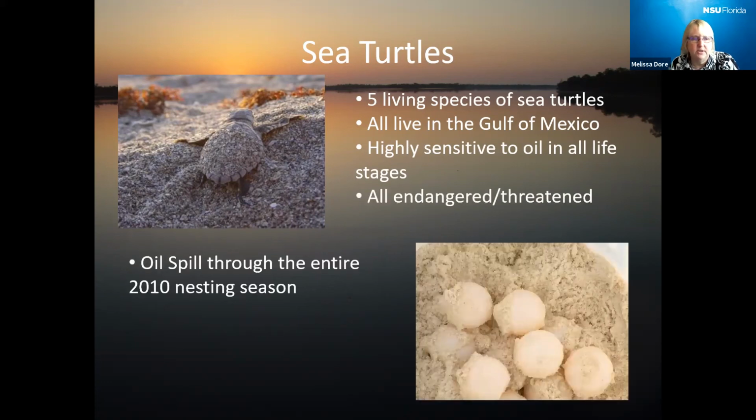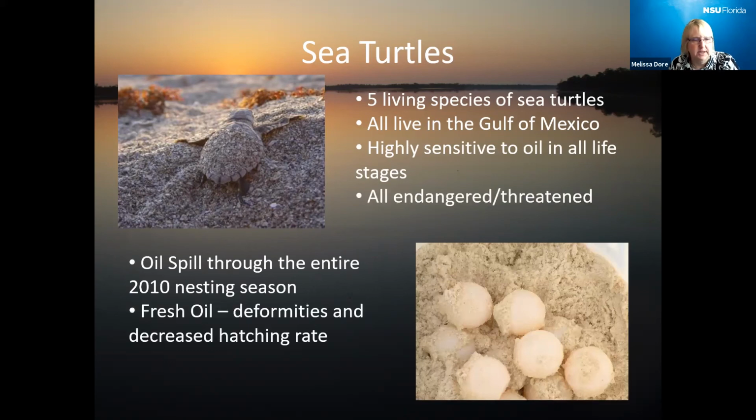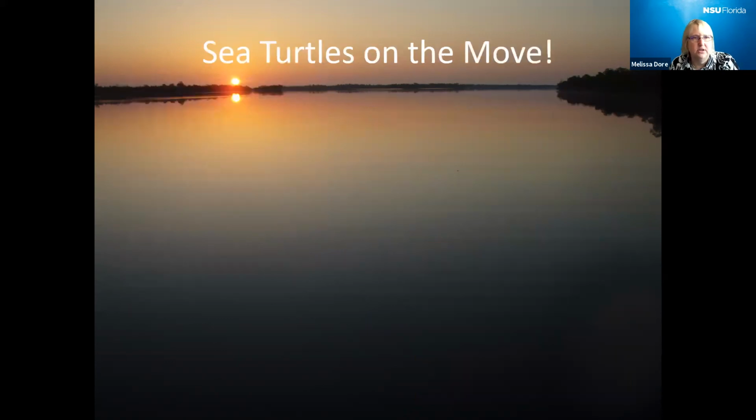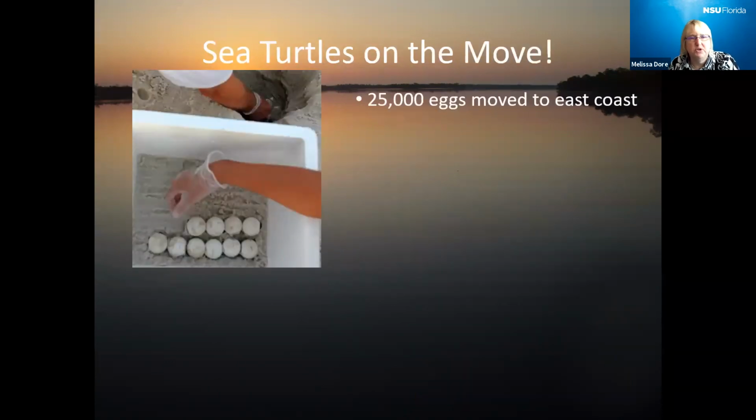So the oil spill actually happened during the entire nesting season in 2010. So what did we do? Because we knew that if the oil got into those, they would die. They would have deformities, they just wouldn't hatch. So what we did, we moved 25,000 eggs to the East Coast. How did we do this? Graduate students. We said, you can do it and we will not pay you, but you can put it on your resume. And that's the way we did it.